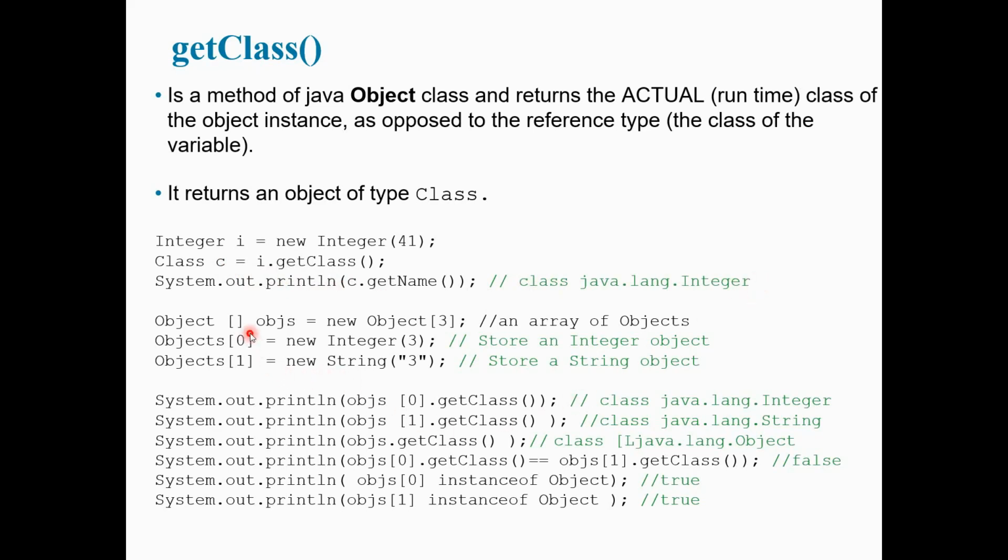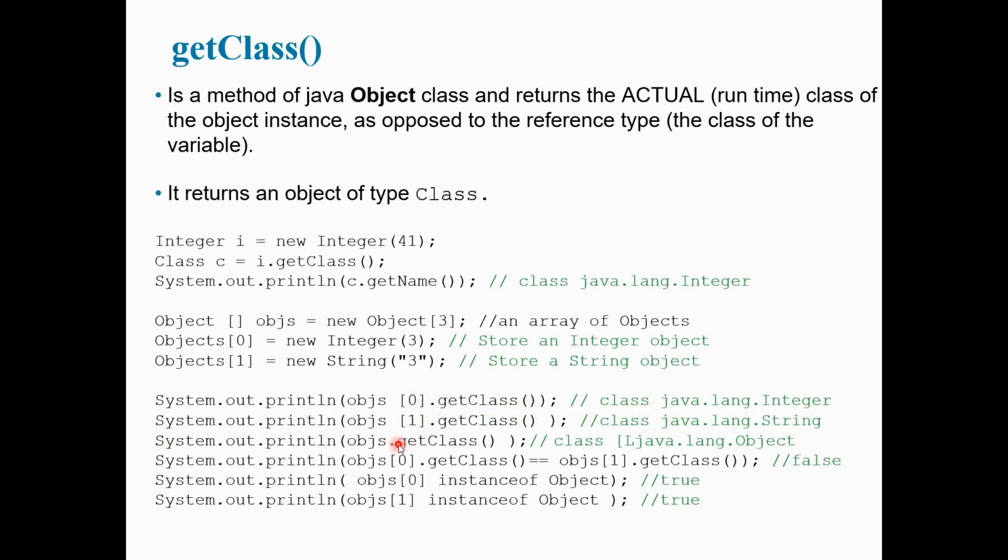So how does it get used? Well, suppose we have three objects, and they're all Object types. Object sub 0 is an Integer with the number 3 in it. Object sub 2 is a String with the string 3 in it. And then when we call getClass on object sub 0 and object sub 1, we get the Integer and the String.